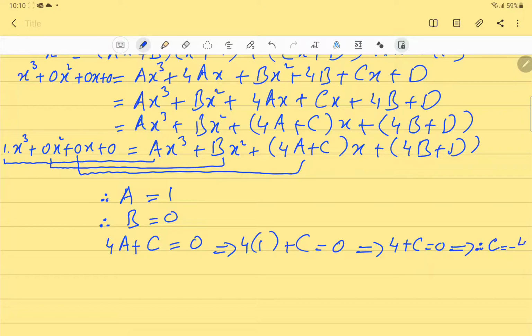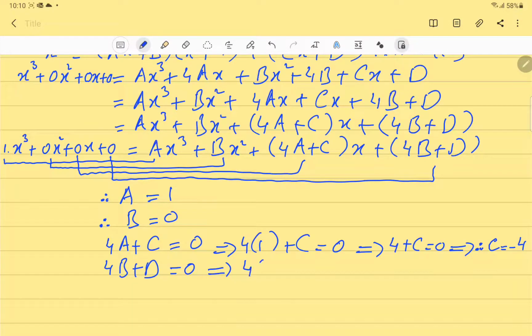C is equal to minus 4. Now we will compare on both sides the terms which are without x. So 4b plus d is equal to 0. We have the value of b as 0. So 0 plus d is equal to 0. Sorry, it is d, not c. D. So our value of d is equal to 0.